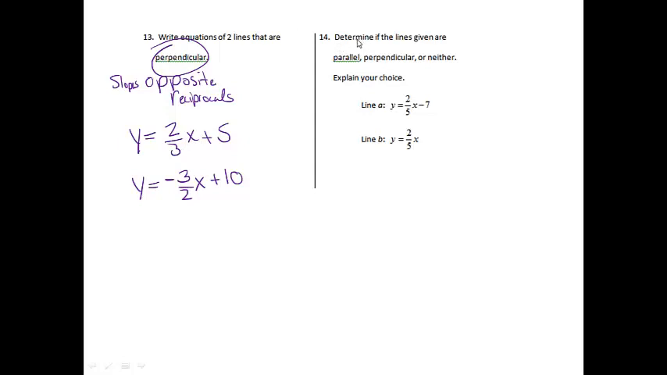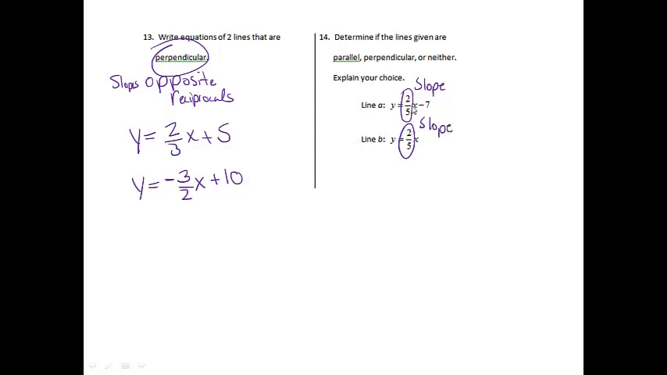Number 14, it says to determine if the lines given are parallel, perpendicular, or neither, and then explain your choice. Okay, if we're going to determine that, we need to look at the slopes. So if we look at line A, it says y equals 2/5 x plus minus 7. The 2/5 is my slope. And then line B, y equals 2/5 x. Again, the number next to the x is my slope. So again, the slope is 2/5.